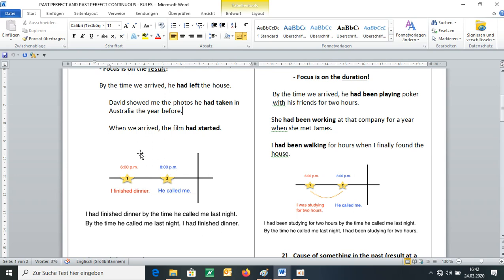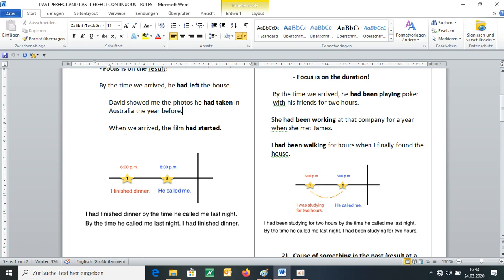We have a few other examples here. By the time we arrived, he had left the house. He had left is in the past perfect because it is the older action, x1, remember? When we arrived, the film had started. So first the film starts, then the people arrive. Had started, the past perfect simple, is action x1, and we arrived is action x2.